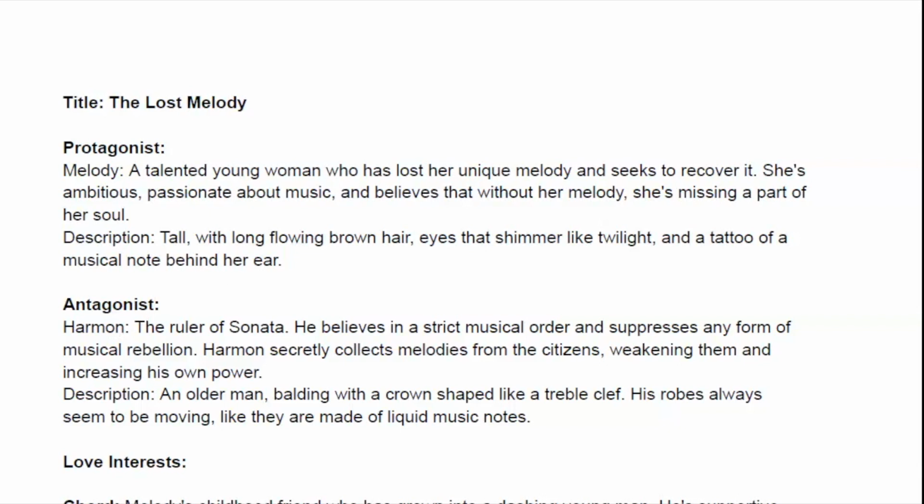Okay, good. So now we have Harmon, okay? Sonata. I'm assuming Sonata is the town, right? And he likes to make sure everybody follows a strict code of conduct, okay? So they follow the rules. You don't get to freely do your music. You have to do what I say, right?